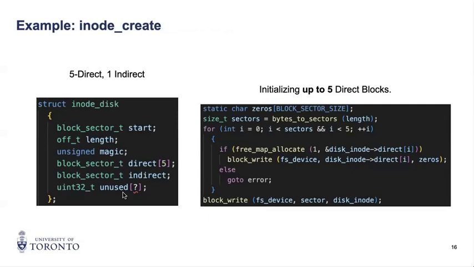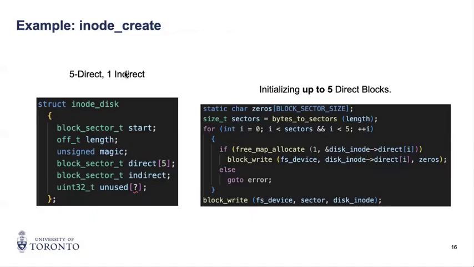Given we have some structure like this, I'm going to use a simpler one with 5 direct blocks and 1 indirect. How do we create, let's say, an indexed inode disk? Be warned, I'm expecting you to know a little bit about index file systems from this point. If you don't understand, review them, and then it will make more sense.